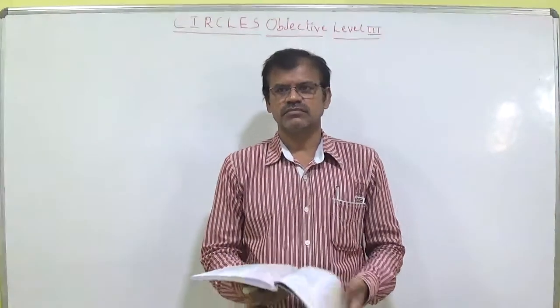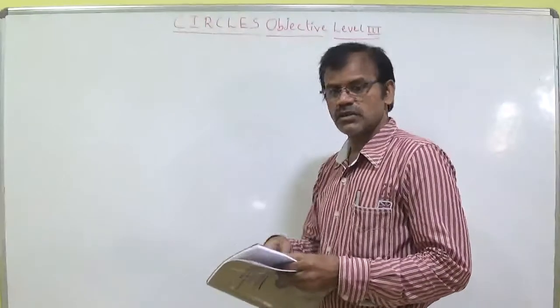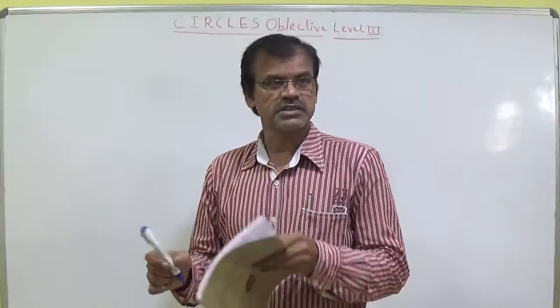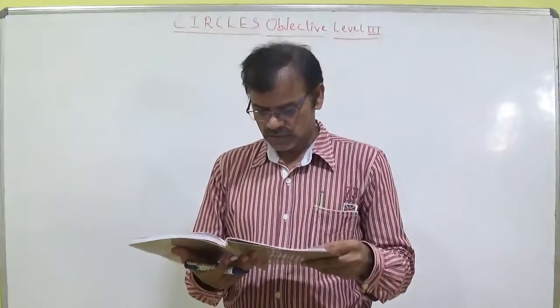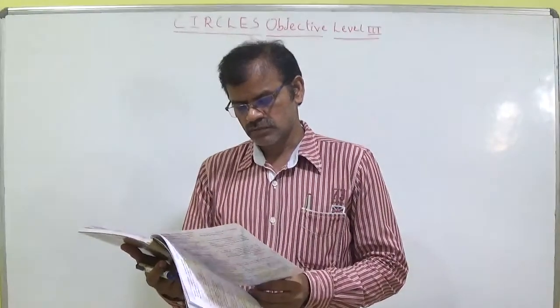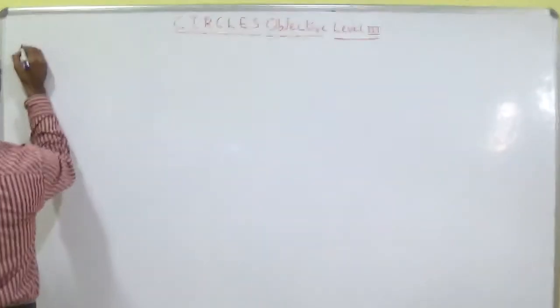Dear students, now we are in the chapter of circles. Circles objective level 3 is going on. In previous class we have discussed until 48 questions. Now let us discuss the 49th question.